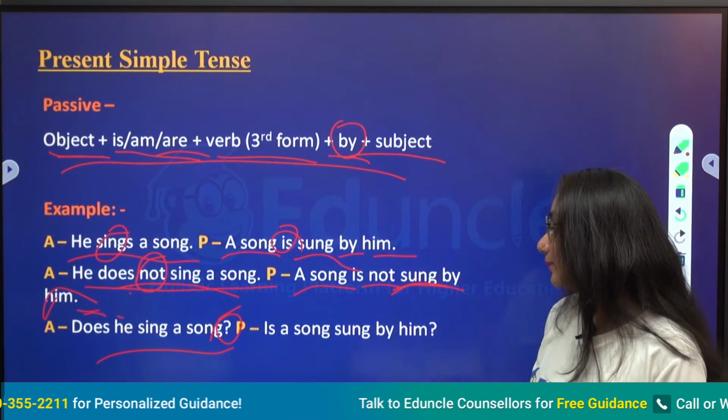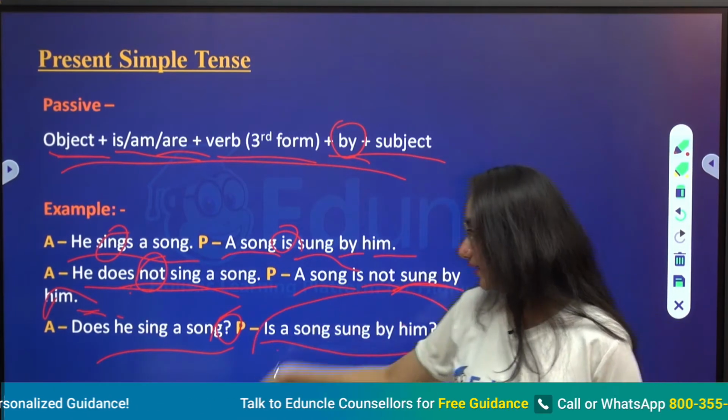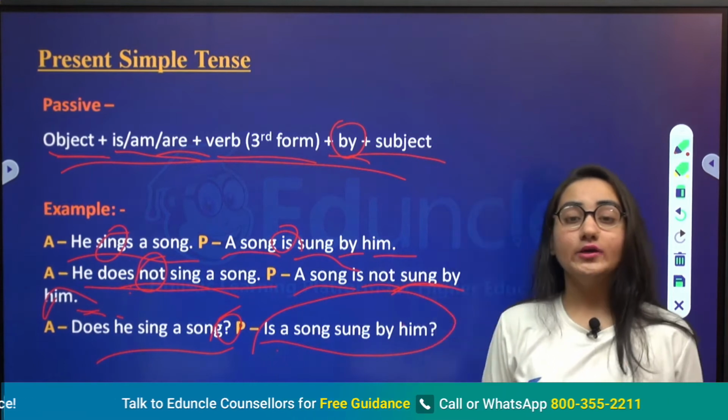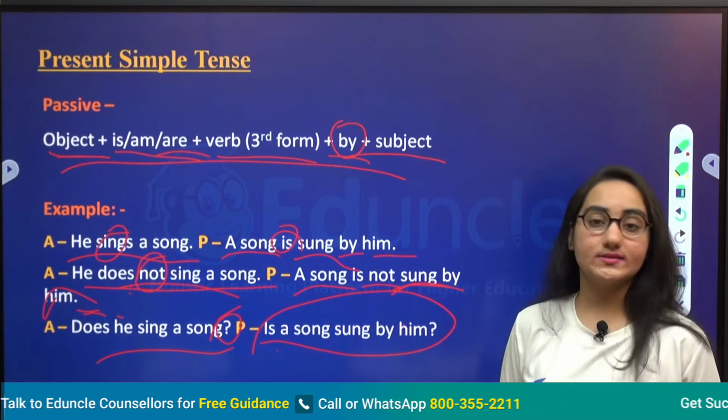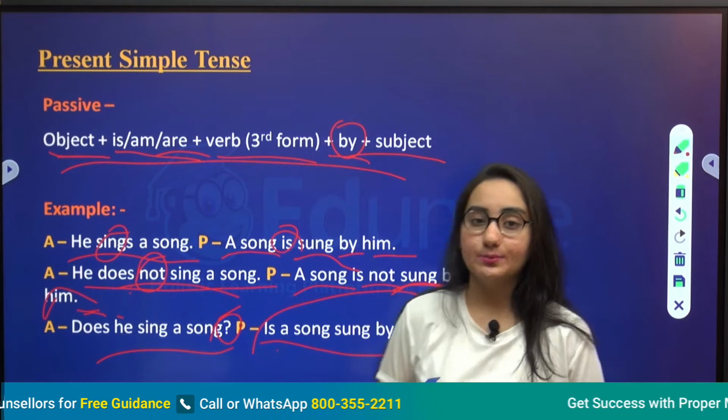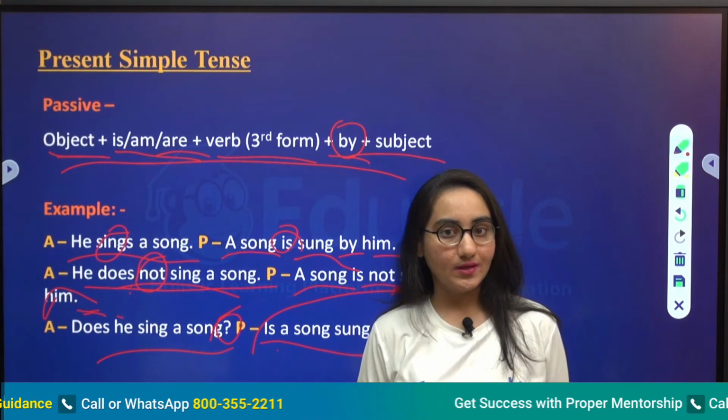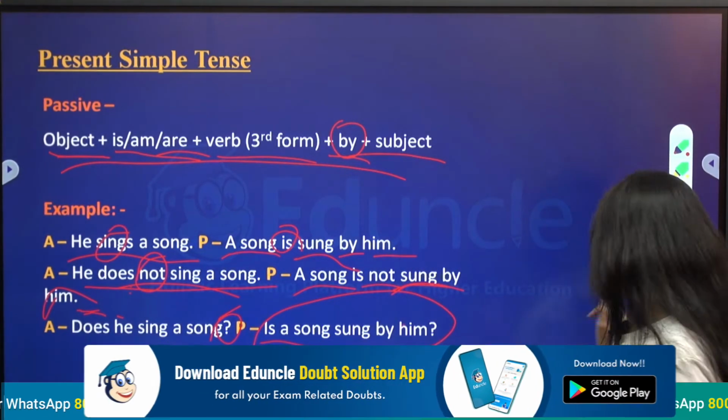So how will I be doing it? Is a song sung by him? This is how you convert any active voice sentence of present simple tense into the passive voice. I hope I am clear with this particular thing.